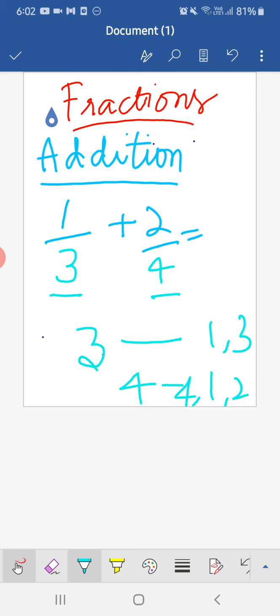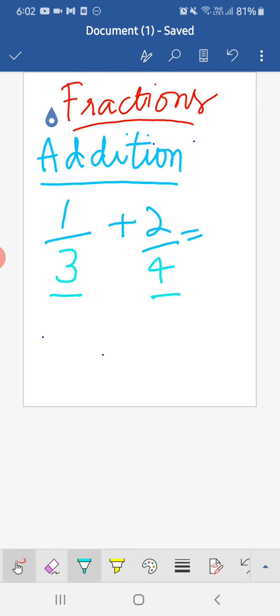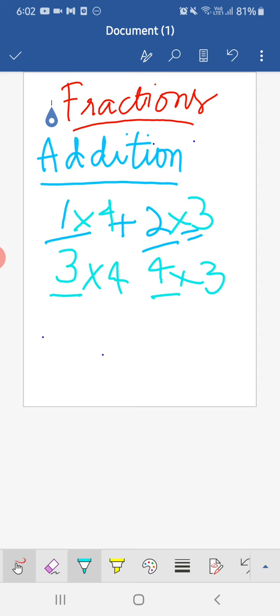That is why, instead of taking the LCM, we can directly multiply 3 into 4 and 4 into 3. Let me show you. 3 into 4 and 4 into 3, and you get 12. Now whenever you multiply the denominator by any number, you need to multiply the numerator by the same number. That is why we multiply here by 4 and here by 3. So 1 into 4 is 4, plus 2 into 3 is 6. 3 into 4 is 12, and again 4 into 3 is 12.